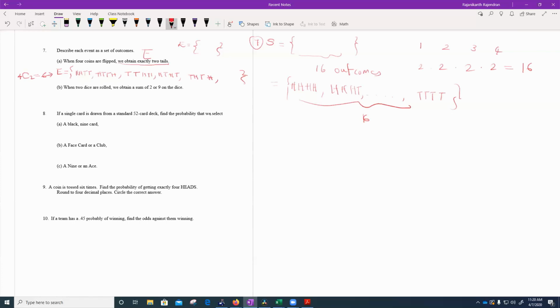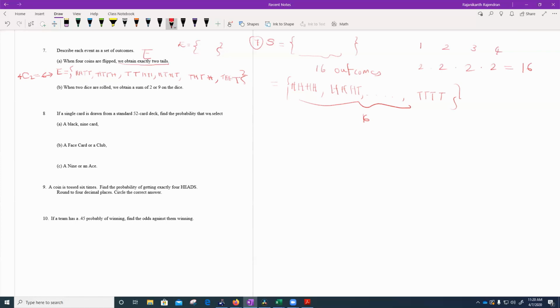Yes? Tails, heads, tails. Tails, heads, heads, tails. Very good. It is missing. So these are the possible outcomes we have for this particular event E.